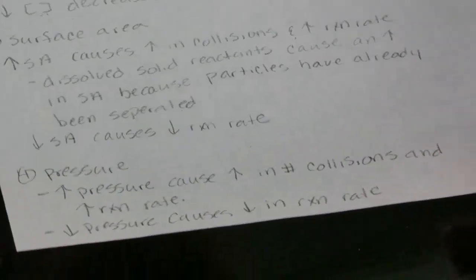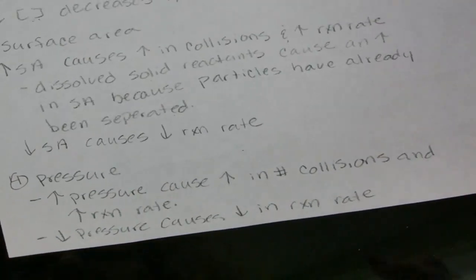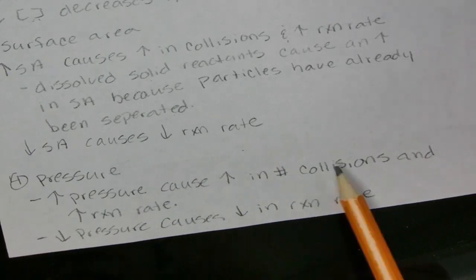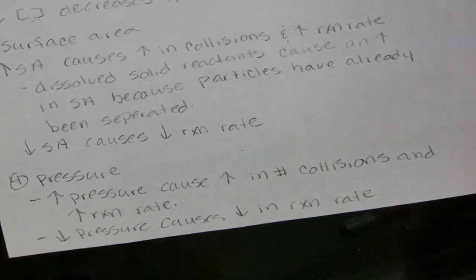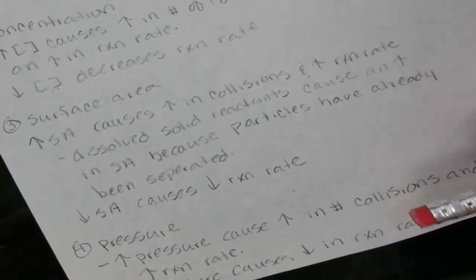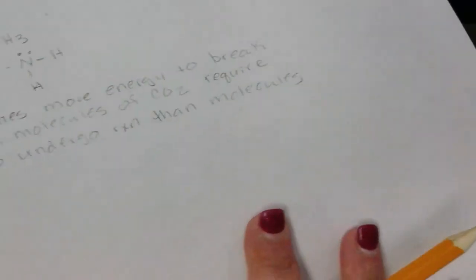Pressure. If I increase pressure, then we know that's going to cause an increase in collisions. More collisions, higher reaction rate. If I decrease pressure, then I have fewer collisions. Decrease in pressure, decrease in number of collisions, a smaller reaction rate.